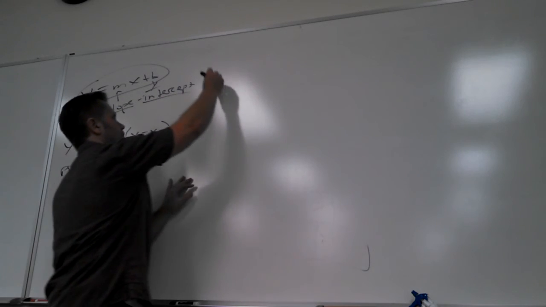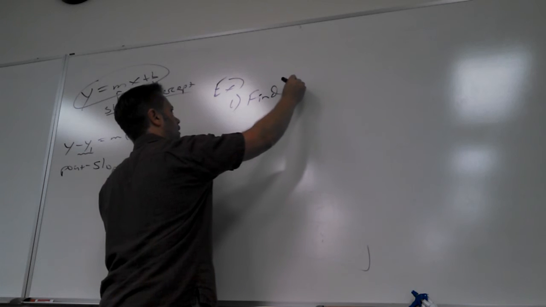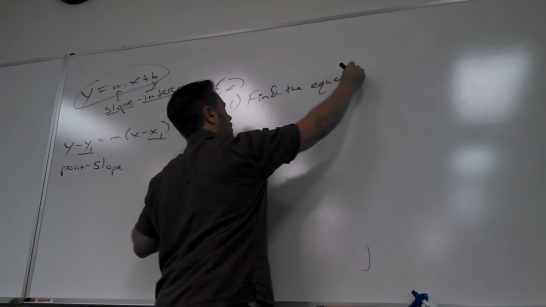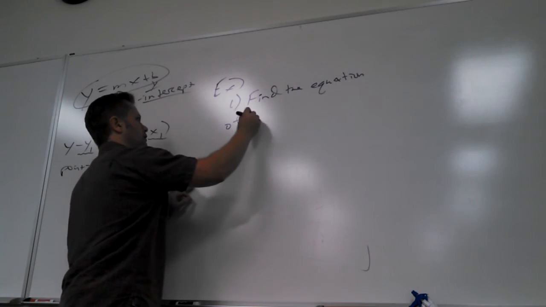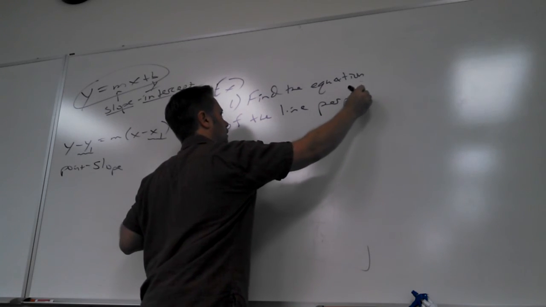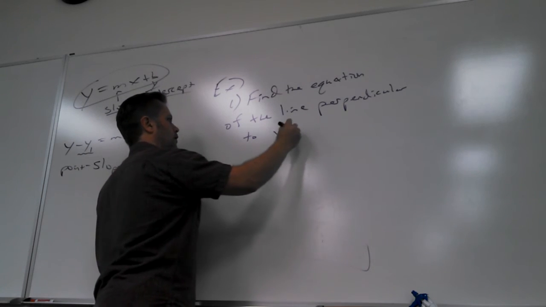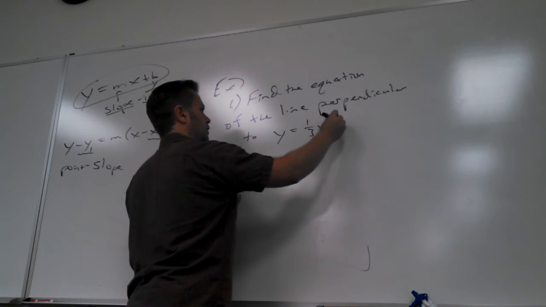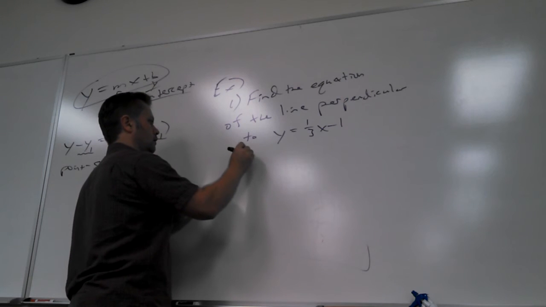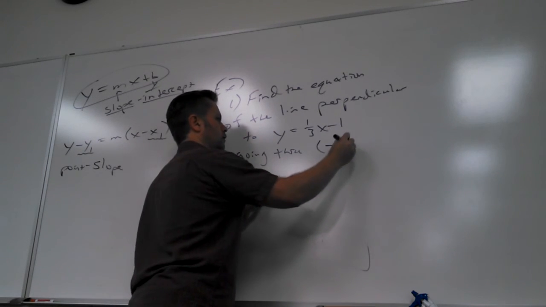So here we go. Here's an example. Find the equation of the line perpendicular to y equals 1/3 x minus 1 going through (-1, 4).